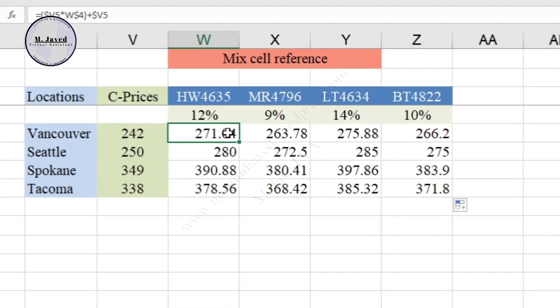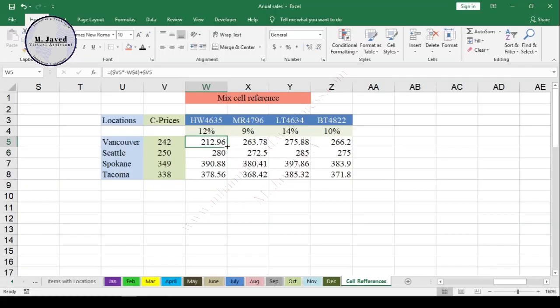Moreover, if you want to decrease the prices instead of increasing, just put the minus sign before the percentage and drag the formula again. Here you can see that it has decreased the prices instead of increasing them.